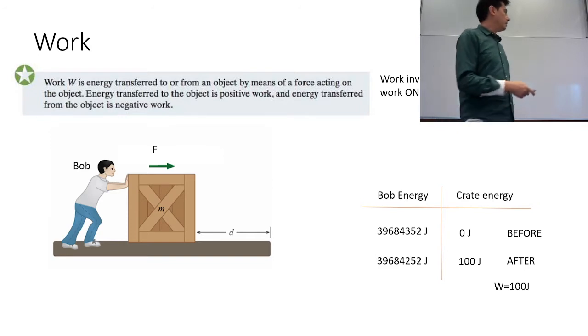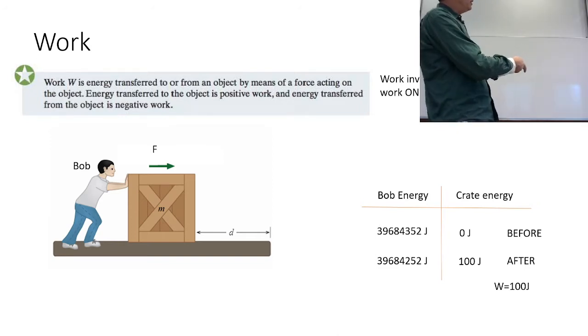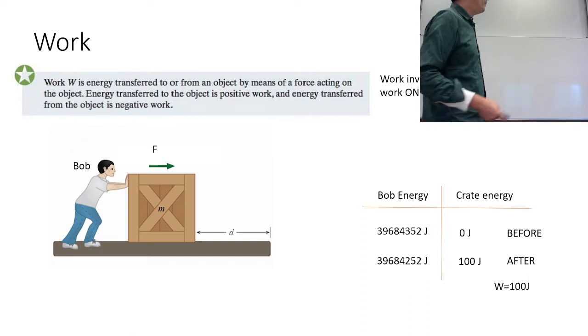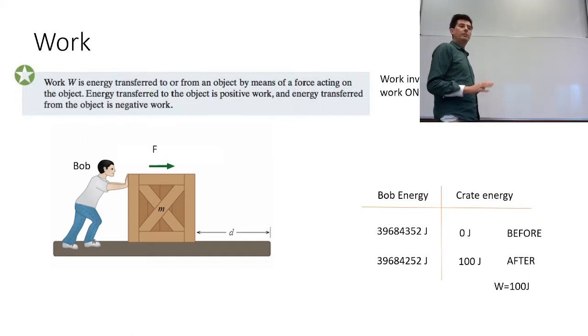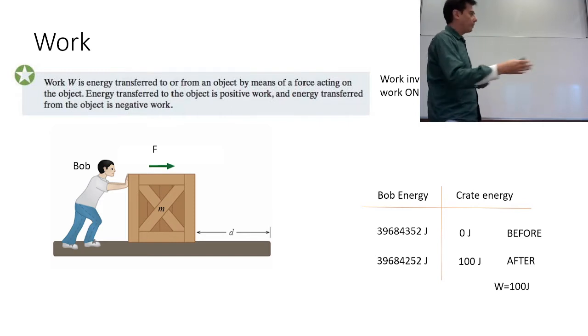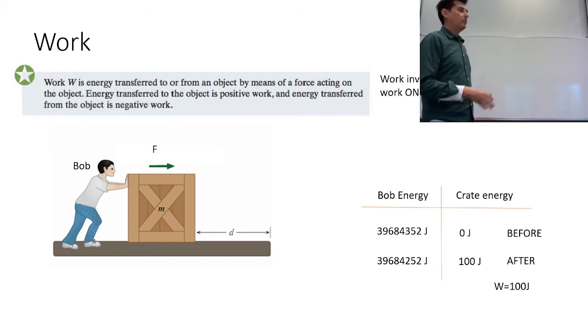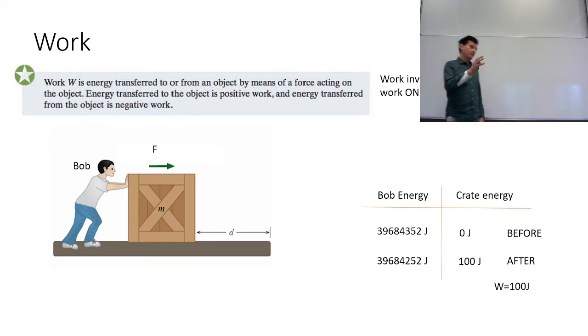So in this case, Bob is pushing this crate here, and so there will be work associated with that if he actually manages to move it through some distance. So there's the work done by Bob on the crate, and I think one of the questions in the midterm was sort of getting to this point that if there's multiple forces on something, then there's different amounts of work associated with each force, right? So each force has a different kind of work.